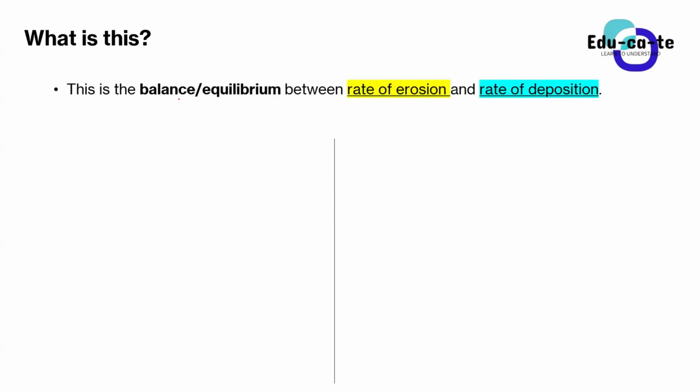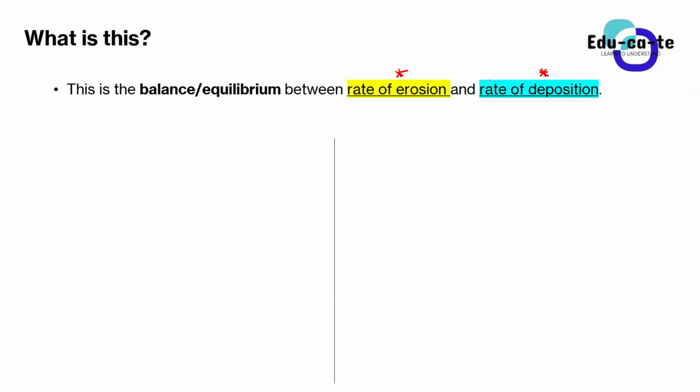River grading is basically the balance, or you can say the equilibrium, between the rate of erosion and the rate of deposition in a river. When we talk about a rate of something, we are referring to how fast something happens or occurs. So when we want to check river grading, we want to establish the relationship between the rate of erosion and the rate of deposition. How fast does erosion happen and how fast does deposition happen within a river?